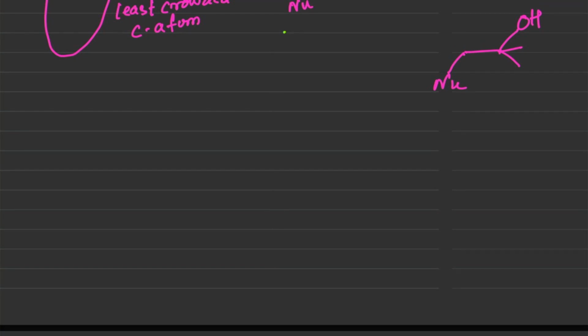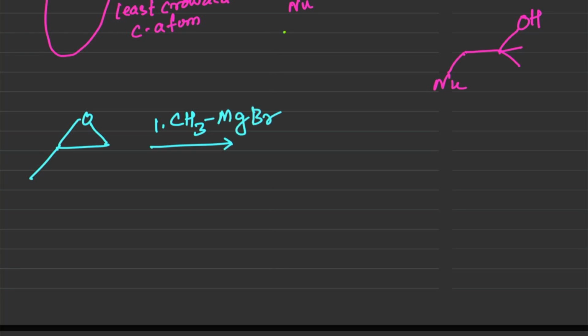Okay, so let's say we have something like this epoxide. Maybe I'll draw a better one. So let's say we've got this epoxide, and we treat it with CH3 MgBr followed by H3O plus. Okay, so what would be the product of this reaction? Let's focus this problem on part 1. So let's see what would happen when you have CH3 MgBr.